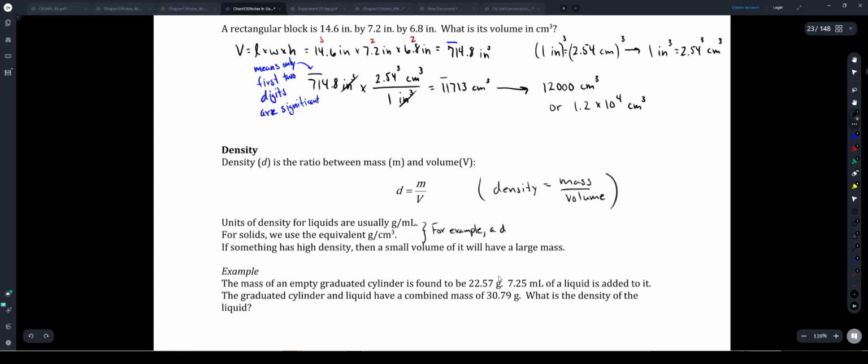If you have a density in grams per cubic centimeter, so let's say we had 15.2 grams per cubic centimeter, that is the same as 15.2 grams per milliliter. You can just change those because a centimeter cubed is a milliliter.